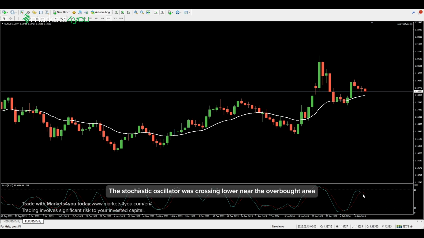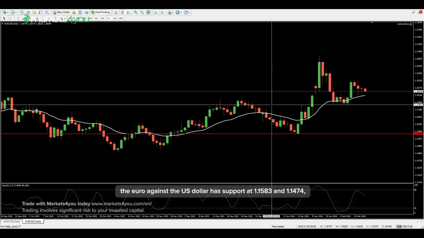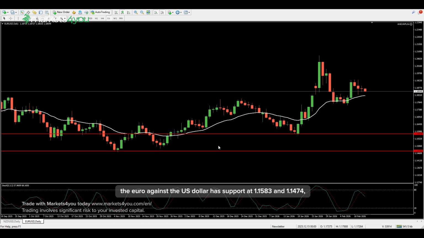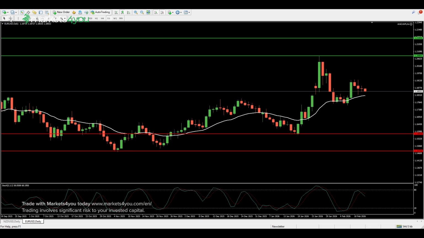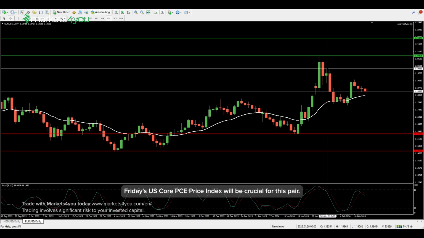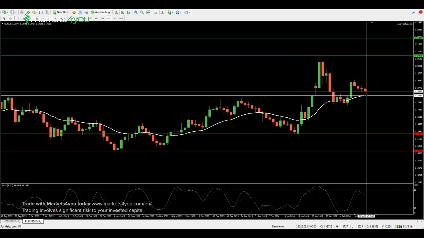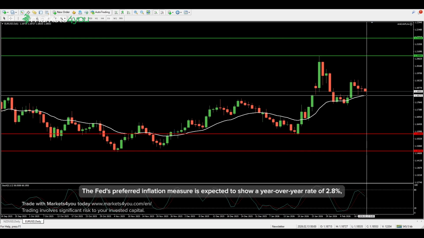The stochastic oscillator was crossing lower near the overbought area on Friday by the time this video was created, indicating potential for a pullback. Looking at key levels, the euro against the US dollar has support at 1.1583 and 1.1474, while resistance stands at 1.2081 and 1.2193. Friday's US Core PCE Price Index will be crucial for this pair. The Fed's preferred inflation measure is expected to show a year-over-year rate of 2.8%, unchanged from the previous reading.